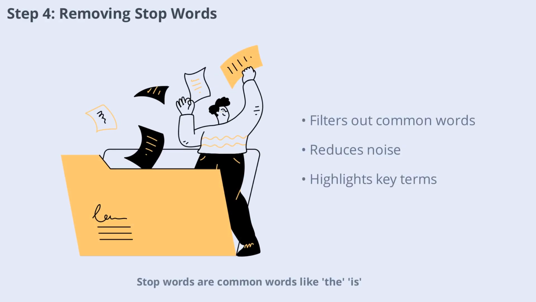Stop words are common words like the, is, and in that don't carry much meaning in most analyses. Removing these words helps reduce noise and allows us to focus on the more meaningful terms in the text. This step is especially important for tasks like topic modeling or keyword extraction, where we want to highlight the most significant words. By filtering out stop words, we make our analysis more efficient and insightful.